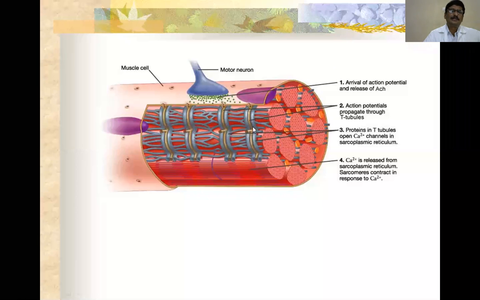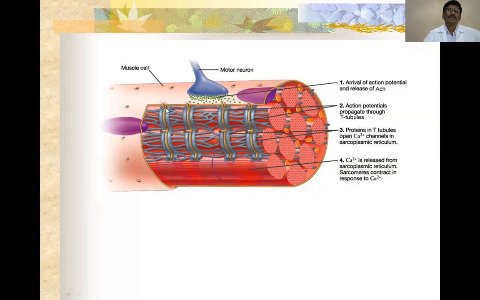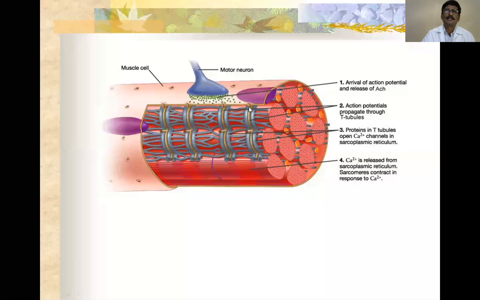This is the T tubule. These are the cisterns, somewhat swollen parts of the L tubules, the longitudinal tubules. This is the transverse tubule. These are part of the endoplasmic reticulum, or sarcoplasmic reticular network. So this is the T tubule, where you will find the dihydropyridine type of calcium channel, which is voltage gated.